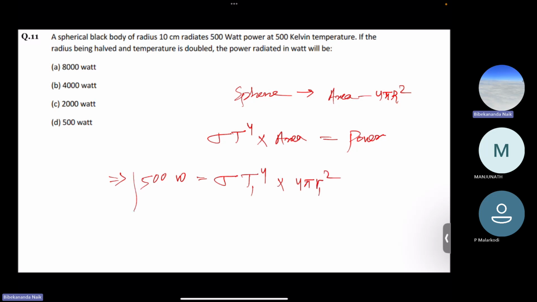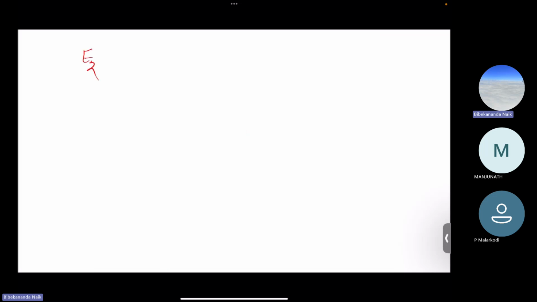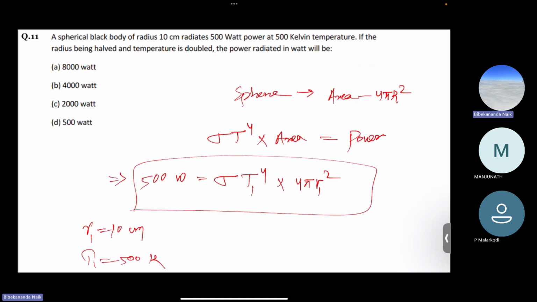Now this is the given condition we have. R1 is 10 centimeter, and T1 is 500 Kelvin. Similarly, if we want to measure the power radiated by the body for another case having temperature T2 and radius R2, then the total power E2 will be equal to sigma T2 to the power 4 into 4 pi R2 square, is it not? So this is equation 2, and the previous one is equation 1.